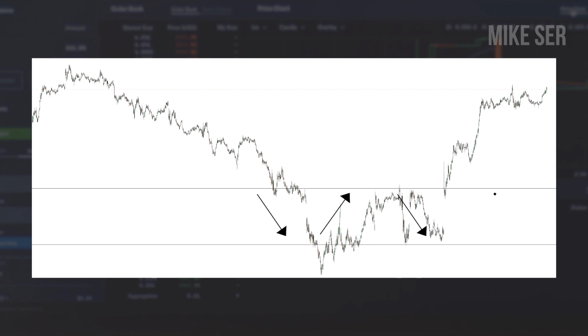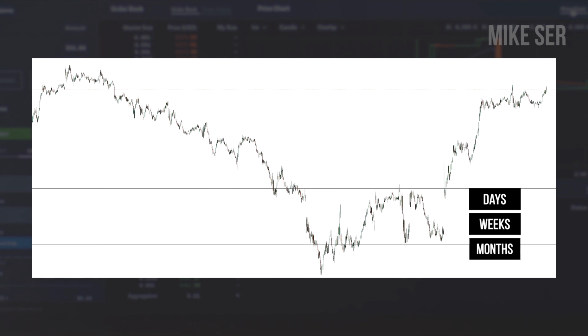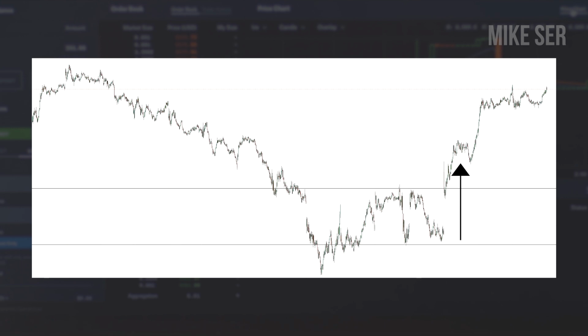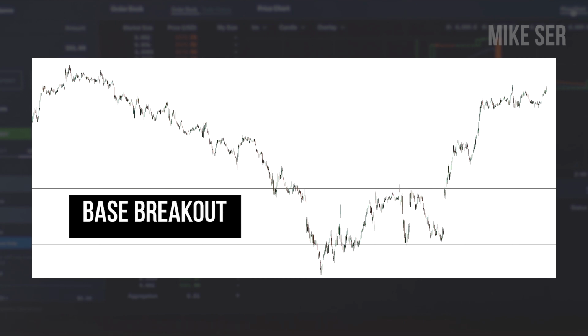This base can be anywhere from a few days, a few weeks, or even a few months. Then what we want to look for is when the price breaks out of its base and goes up. This is when you can safely buy into the stock. Now, once the price leaves that base, it should continue to go much higher, and it shouldn't go back down to the base. However, if it does go back down to the base, then you should get out with a small loss, and this type of setup is called a base breakout.